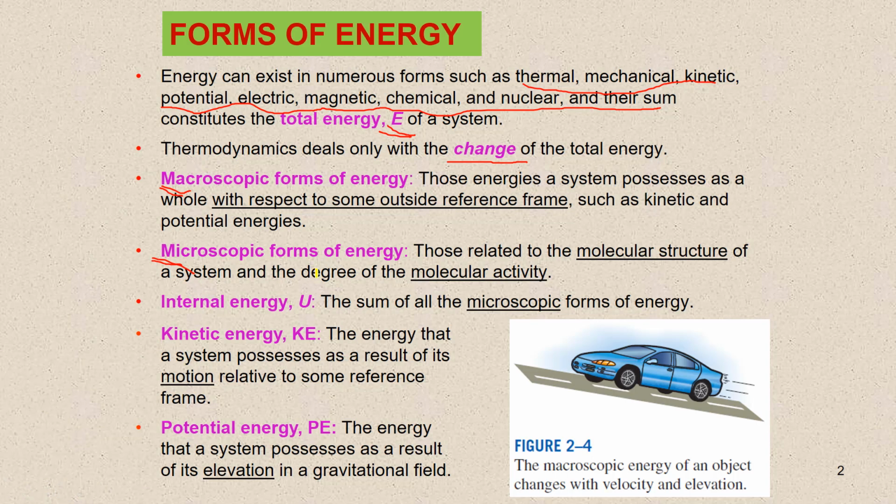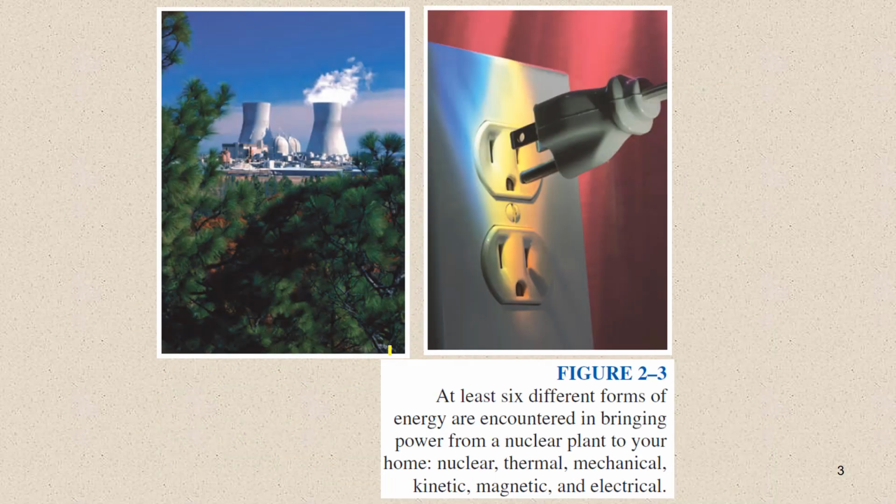The microscopic forms of energy are those related to the molecular structure of a system and the degree of the molecular activity, and they are independent of outside reference frames. The sum of all microscopic forms of energy is called the internal energy of a system and is denoted by a capital U. You will notice that at least 6 different forms of energy are encountered in bringing power from a nuclear plant. These include nuclear, thermal, mechanical, kinetic, magnetic and electrical forms of energy.